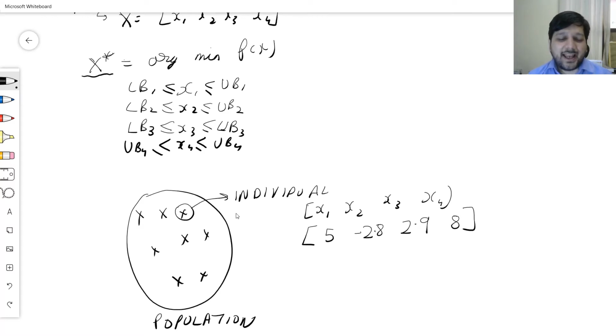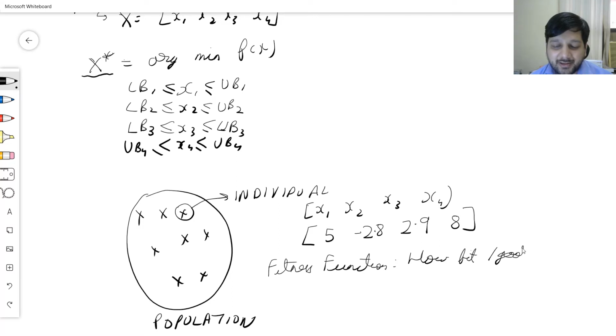And once I have got this individual in the population, what do I do? I find out how good this individual is. So there will be a fitness function, a function which says how fit or how good this individual is.